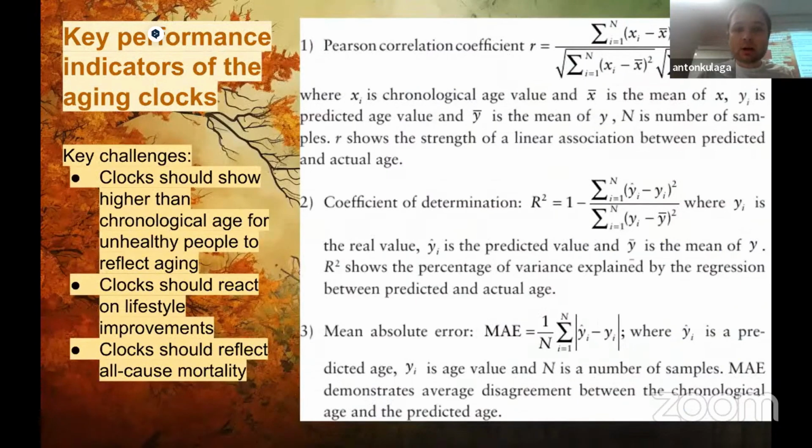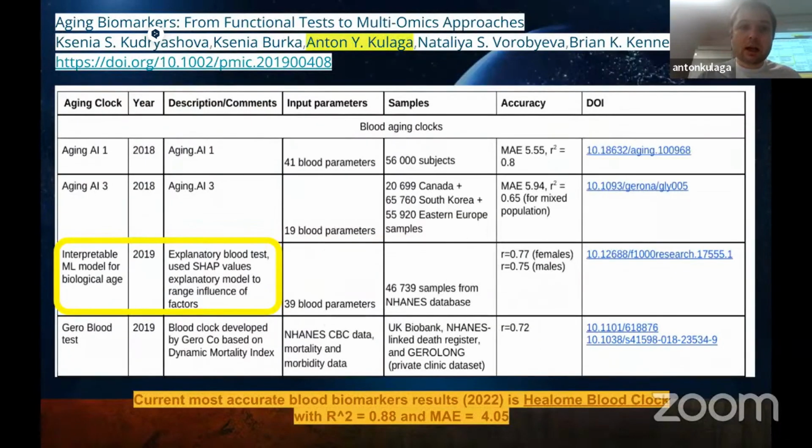Now, an important thing for measuring aging clocks is that you have to know what the errors of these aging clocks are. Typically, it is mean absolute error and coefficient of determination. Coming back to physiological markers, something that everybody of you can easily try is blood biomarkers, because everybody of you probably had their blood tested.